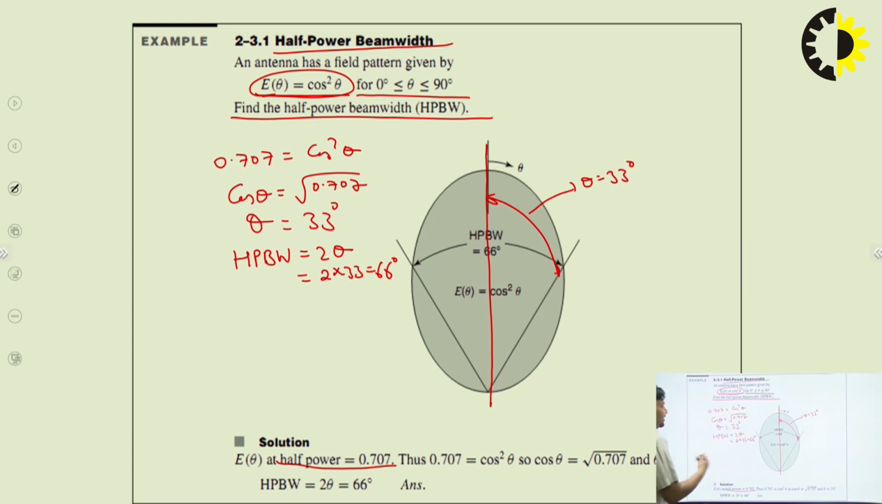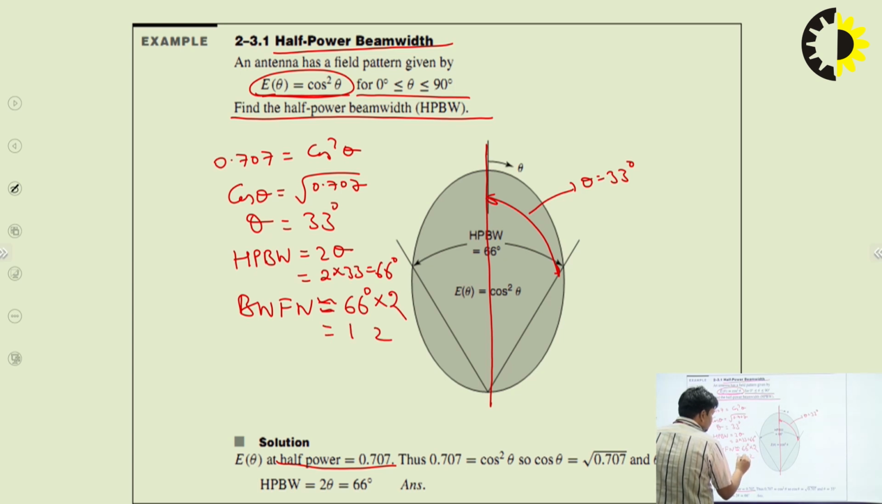And if we calculate the BWFN, the beamwidth of first null, this is just equal to twice that, which is approximately 132 degrees in this case. So we easily calculate the half power beamwidth and the beamwidth of first null.